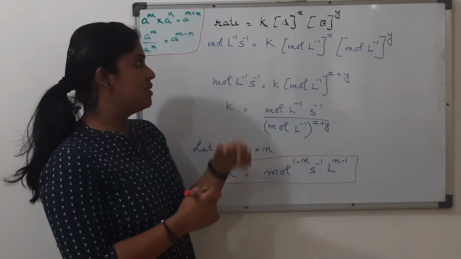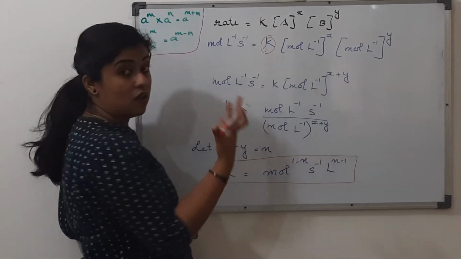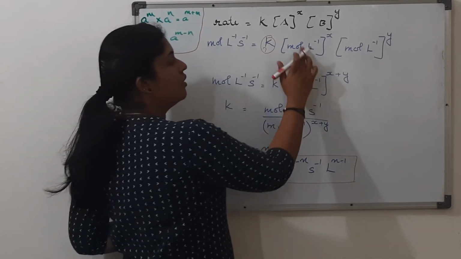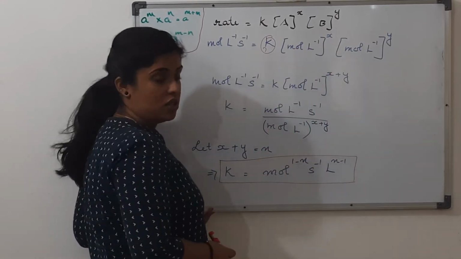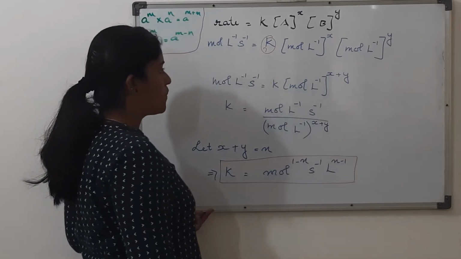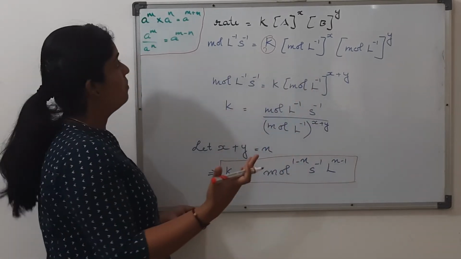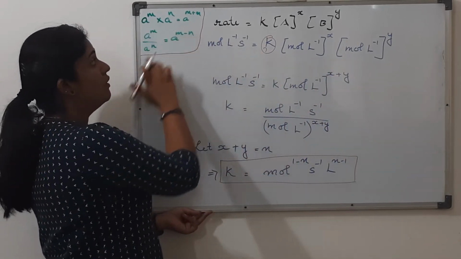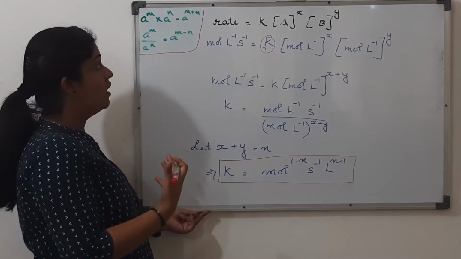And now k is the term that we need to find. We do not know what it is. Now A is a concentration, and we know that unit of concentration is mole per liter, and there is a power x. B is also concentration, so it is also mole per liter raised to the power y. Now what do we say? We know a mathematical form for powers. When we learn about powers, we learn that a power m into a power n equals a power m plus n. This is a rule that we learned.